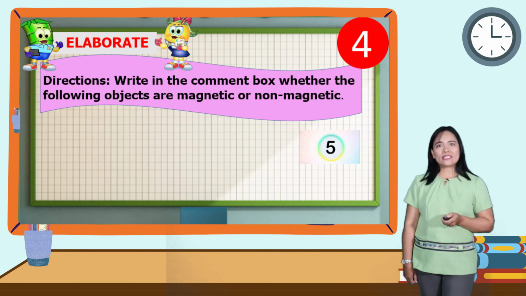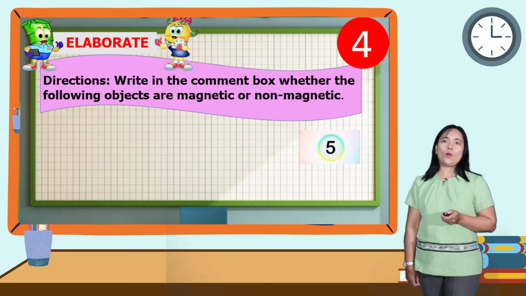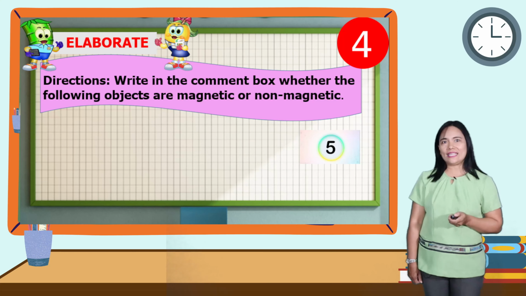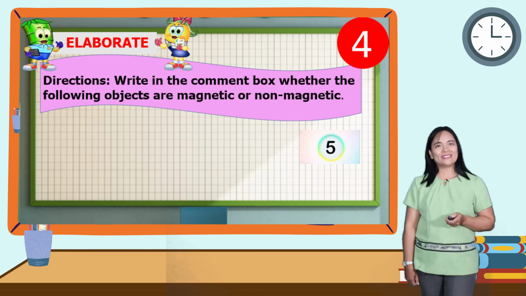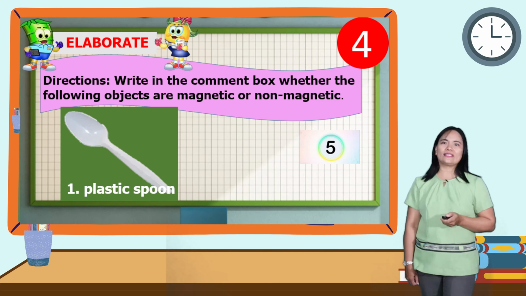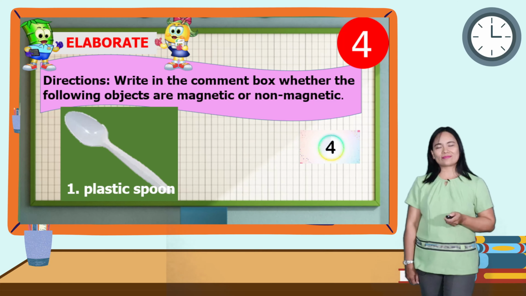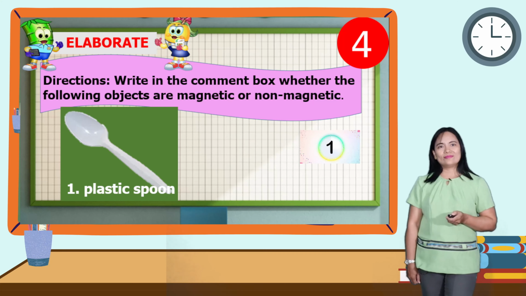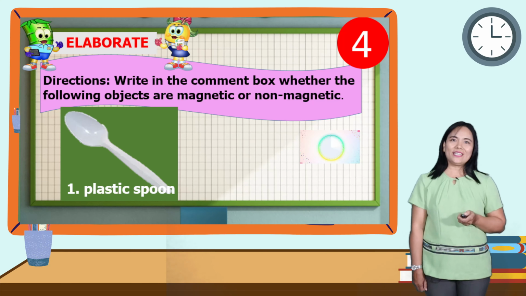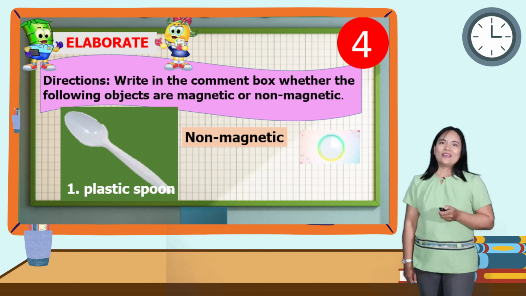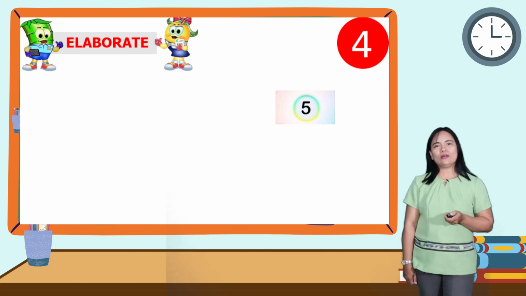Now let's do another activity. You write in the comment box whether the following objects are magnetic or non-magnetic. Are you ready, kids? Okay, the first object is a plastic spoon. Is it magnetic or non-magnetic? I'll give you 5 seconds to answer it. Time starts now. Time is up. What's your answer, my dear learners? The correct answer there is non-magnetic. Very good. What about number 2?